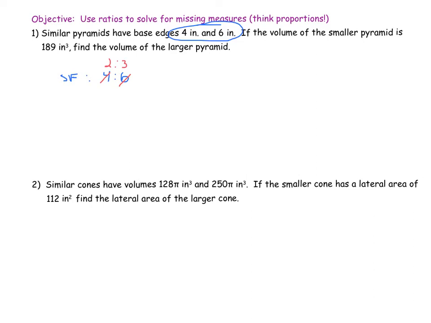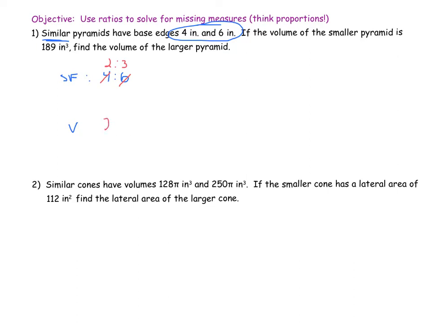If the volume of the smaller pyramid is 189 cubic inches, find the volume of the larger pyramid. So I'm trying to get to volume, so I'm going to jot down over here what my volume ratio would be if my scale factor is 2 to 3 and I know that they are similar to each other. So I'm remembering from the chart and the concept of similar solids that we're going to take our scale factor measurements and we're going to cube them.